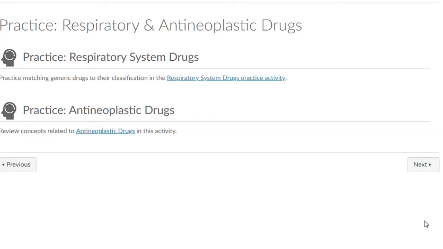There are 2 activities here in the practice area to practice matching terms and drugs. For a different change of pace in your studies, see if you can get the correct answer without looking up.